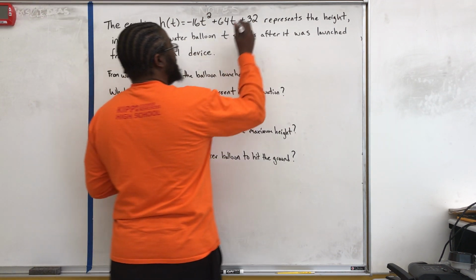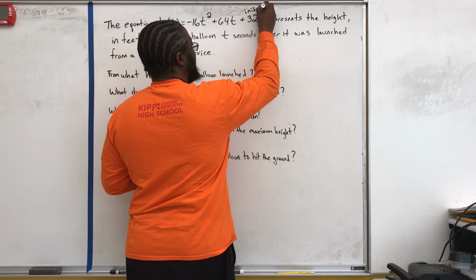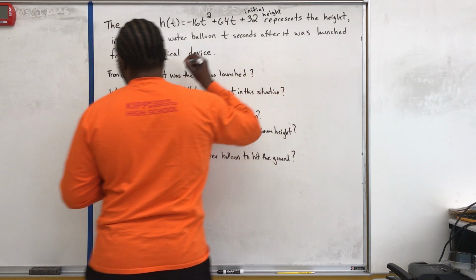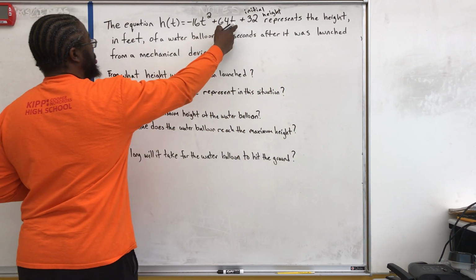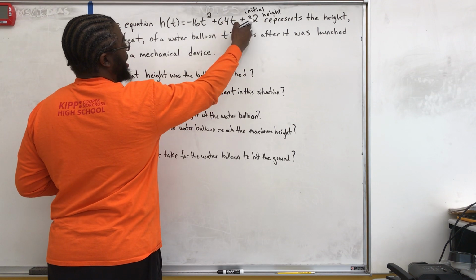Okay, so this is my initial height. Because when t is 0, that's the only number that's going to be there. So at time 0, that's where I start, my initial height.